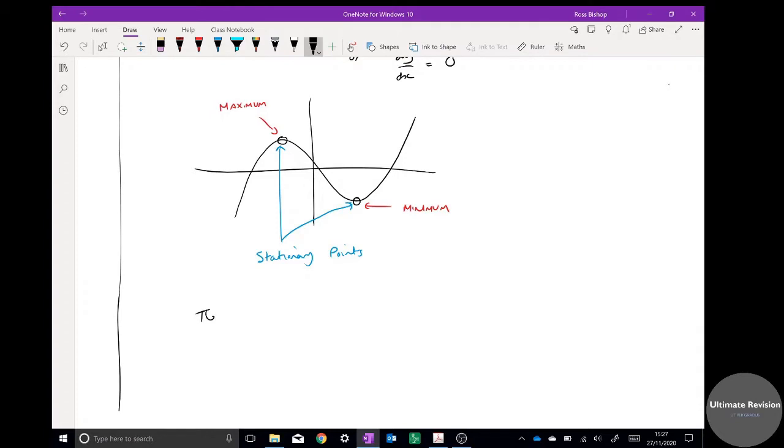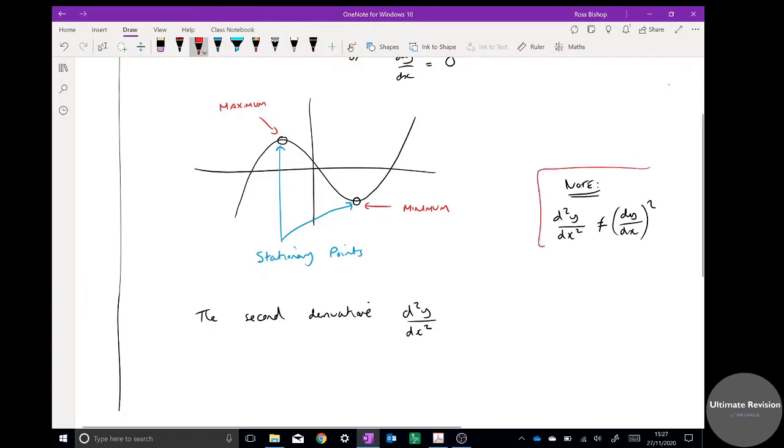Now the second derivative, remember, which is d²y/dx². Just while we're on that, a thing to note, I should have mentioned this earlier: the second derivative is not the same as the first derivative squared. That's a really important thing to note down. It's a completely different thing. You differentiate twice. It is not (dy/dx) squared.